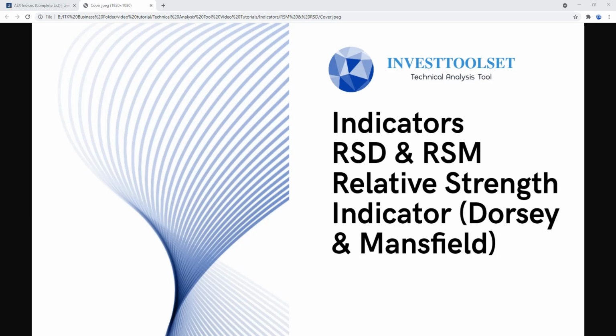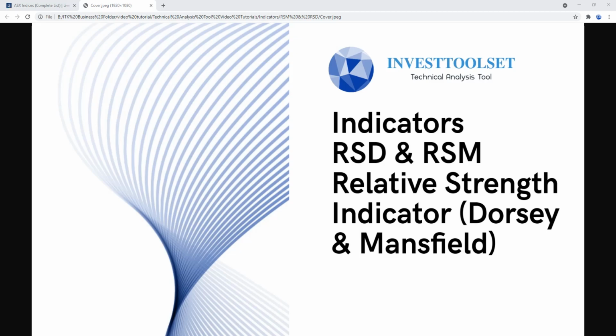This naming points to where they originally come from, but in this tutorial, I'm just naming them RSD and RSM. So I hope you are on the same page with me. When I say RSD, that's the Dorsey indicator, and RSM is the Mansfield relative strength indicator.